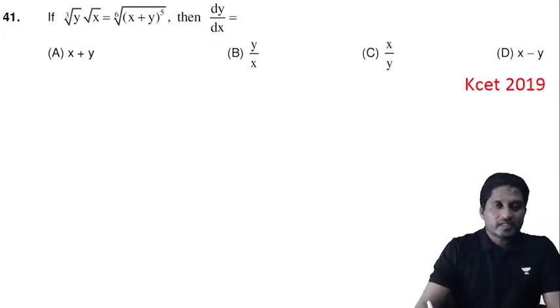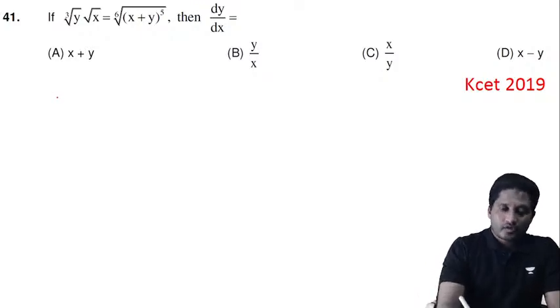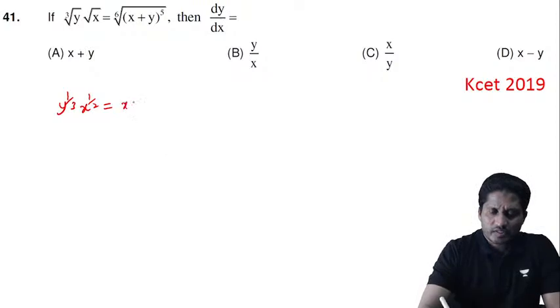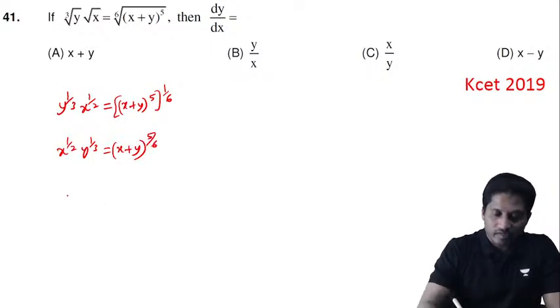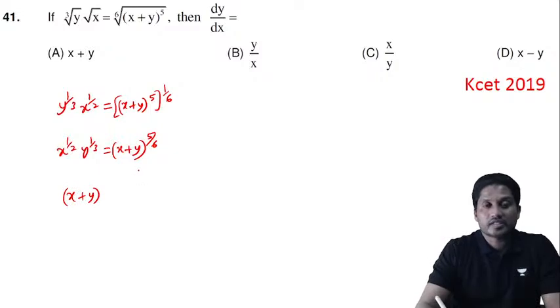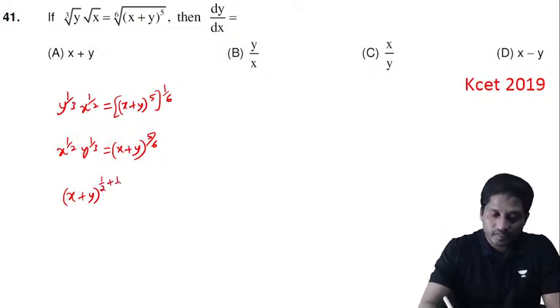See, no need to differentiate this. This is already in standard form. Cube root of y is y to the power of 1 by 3. This is x to the power of 1 by 3. Root x, right? X power 1 by 2. This is x plus y whole to the power of 5 by 6. This is x to the power of half y to the power of 1 by 3 is equal to x plus y whole to the power of 5 by 6. I can also write 5 by 6 as 1 by 2 plus 1 by 3, is equal to x power half into y power 1 by 3.